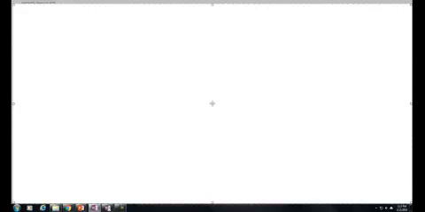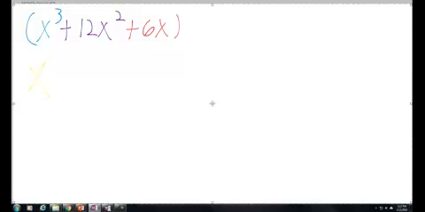The next problem we'll look at is one that does not have factors. We'll look at x cubed plus 12x squared plus 6x. We can still take out an x and that gives us x squared plus 12x plus 6. And then we just do the quadratic formula. And again, I will use the appropriate colors.